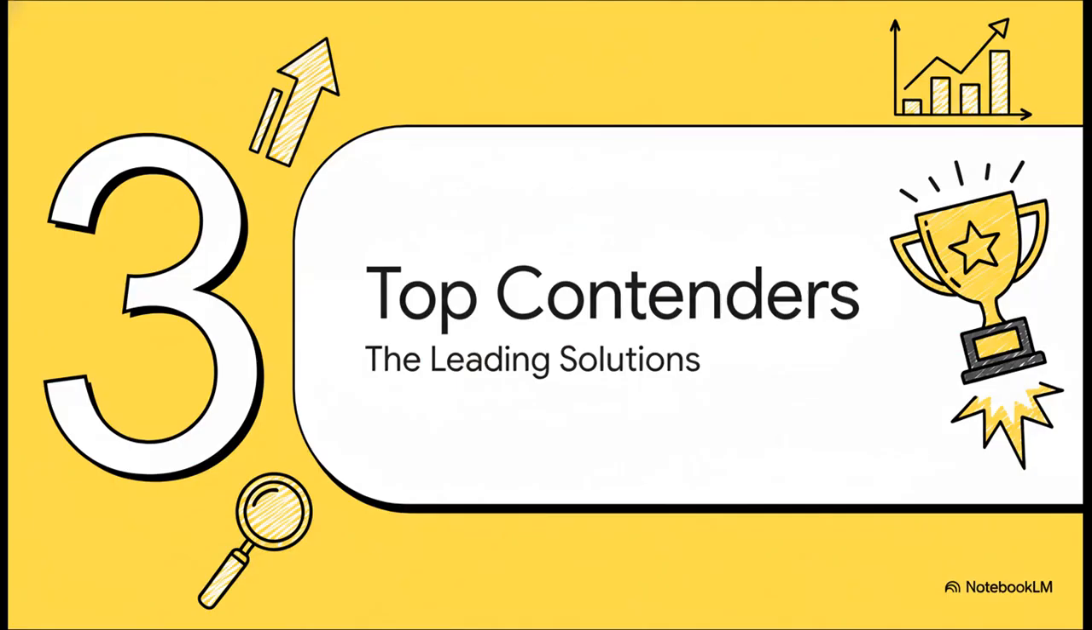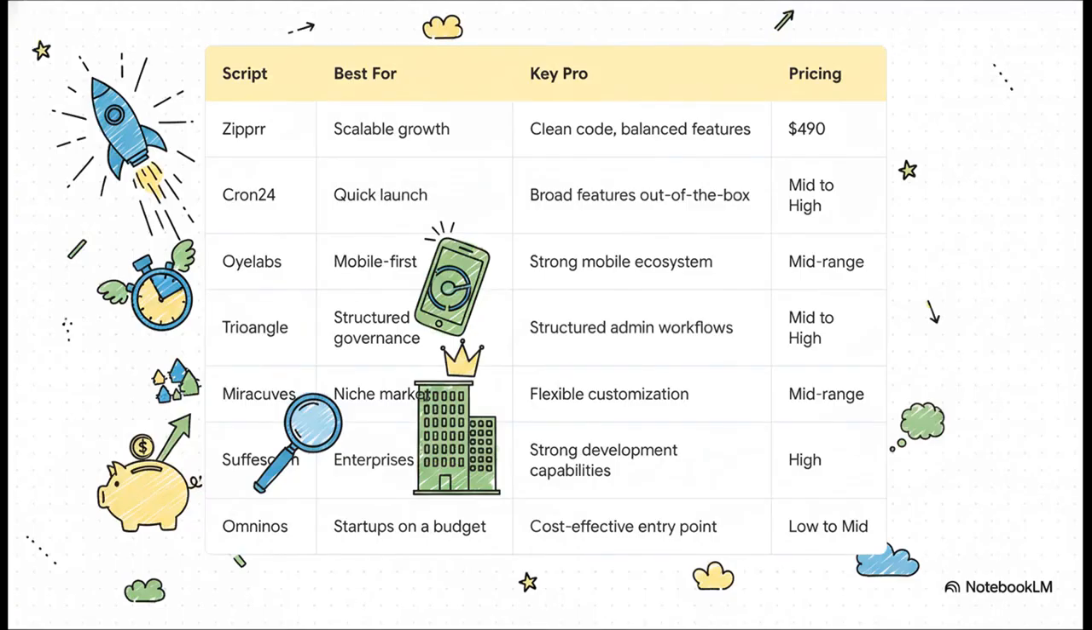All right, so with that checklist in our back pocket, let's move on. It's time to take a look at the top contenders for 2025 and see who's really leading the pack right now. So here's a quick snapshot of 7 of the top players. You've got Zipprr, which is really built for scalable growth. Then you have Cron24, which is designed to get you launched fast with a ton of features included. Oyelabs is your go-to for a mobile-first strategy. And you can see how they all have their own specialty, right? From Triangle's focus on structured governance, all the way down to Omninos, which is great for startups on a tighter budget. Each one has its clear pros and cons.